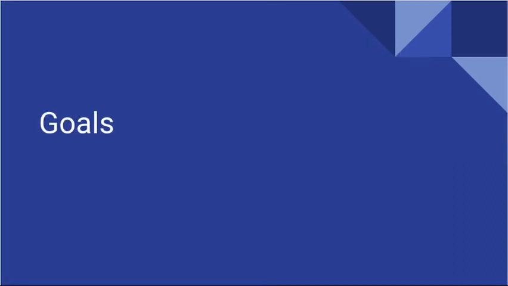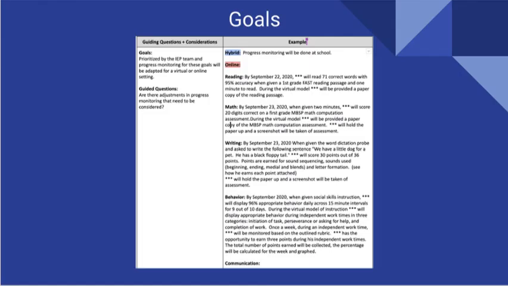In the goals section, we are answering the question, how will the student's goals be addressed and progress monitored in the virtual and hybrid models? The goals and progress monitoring only need to be documented if there is a change to the goal or how it is being monitored. Most likely, progress monitoring will look different in the virtual portion.